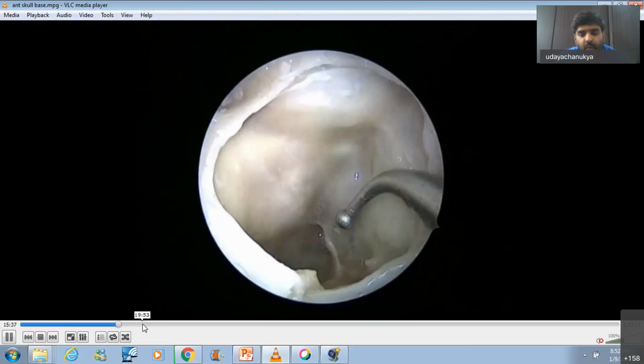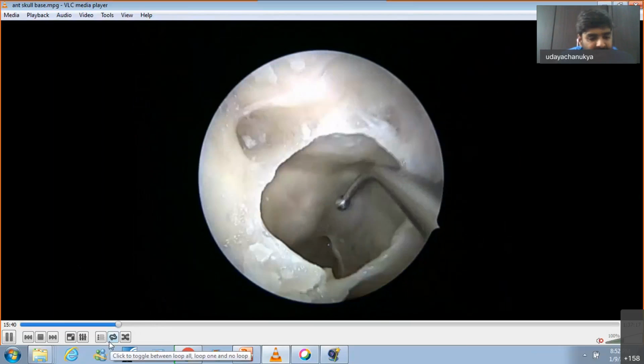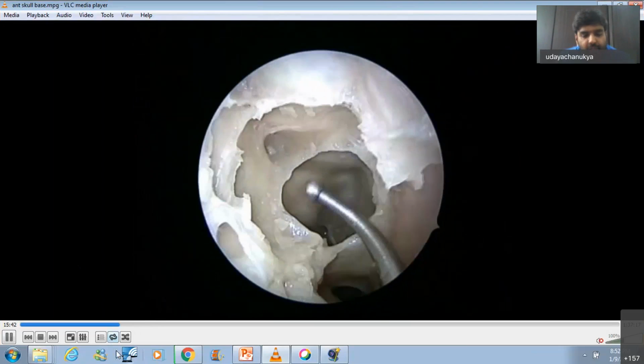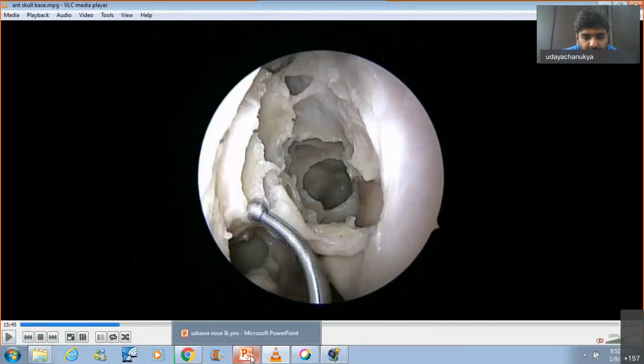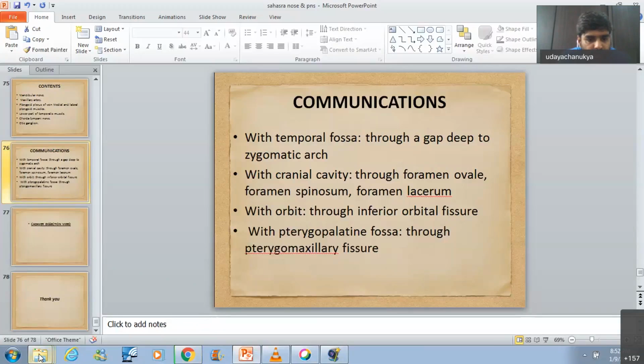One minute. One thing which I have forgotten is the lateral recess of the sphenoid sinus. I will just check whether I have a picture of that. There is another anatomical variation.